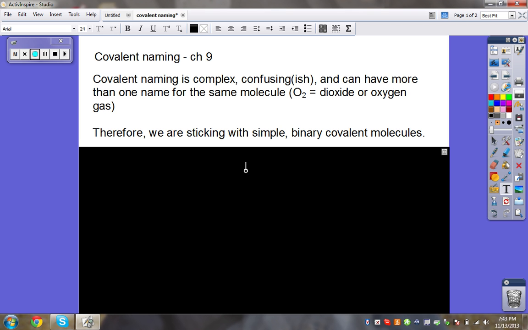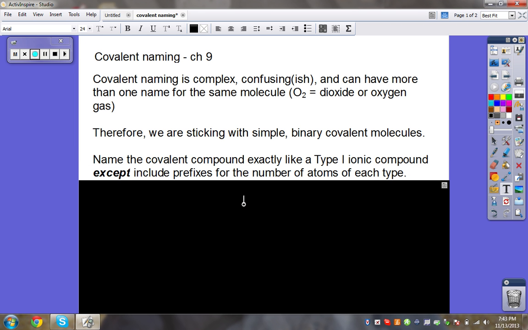So we're going to stick with simple binary covalent molecules. Binary meaning containing only two different atoms in them. Bi meaning two. We'll also deal with the diatomic gases such as O2 above, like dioxide or oxygen gas. But other than that, we're not even going to get into things like, we've been talking a lot about sucrose and glucose. We're not going to talk about how to name those, so you don't have to worry about it.